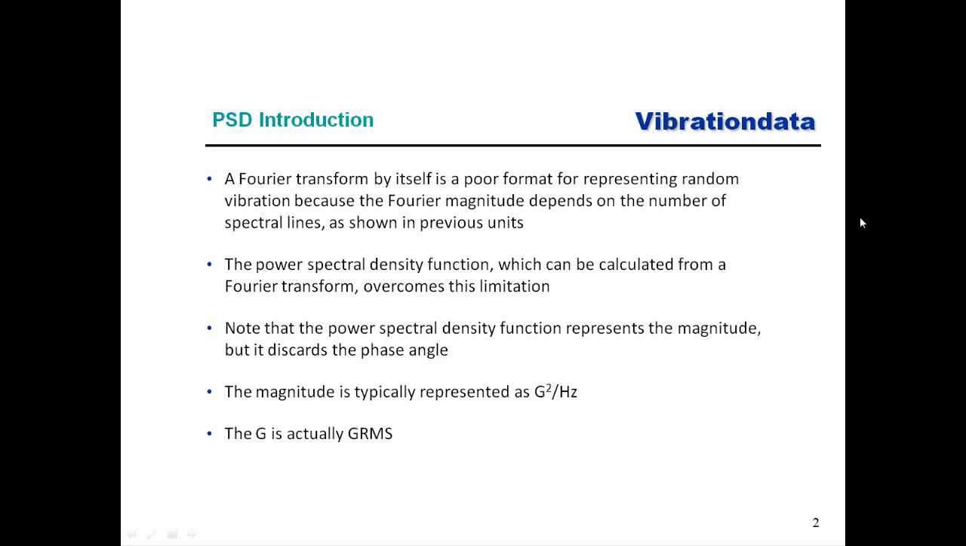Okay, so what else here? The magnitude for power spectral densities is typically represented as g squared per hertz. Now, when we say g squared per hertz, that is really g RMS, so the g root mean squared per hertz. So g RMS squared per hertz. But for brevity, that's typically simplified to g squared per hertz.